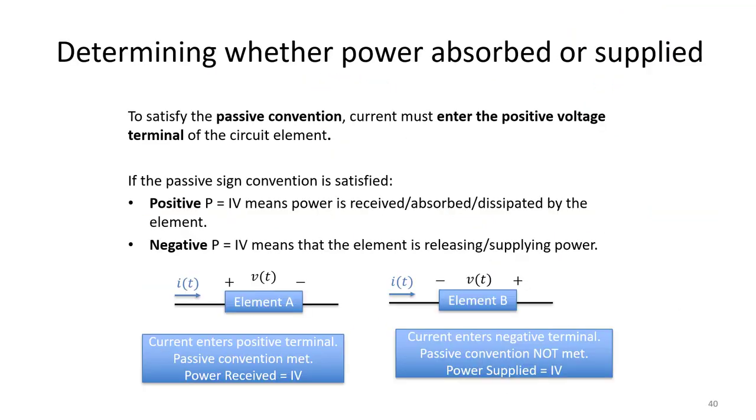And in fact, there's actually a technical term for this. The water wheel analogy, that's just a cheesy thing I made up. Our textbook calls this thing the passive convention. So the passive convention is used to determine whether we are absorbing or supplying power.